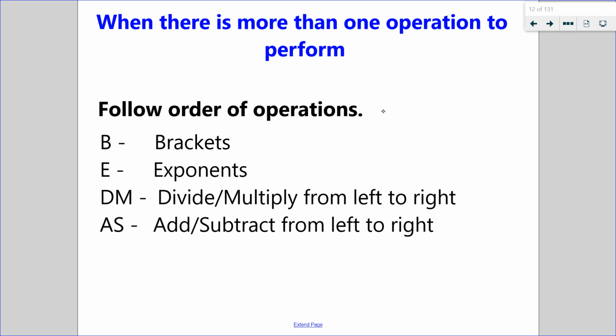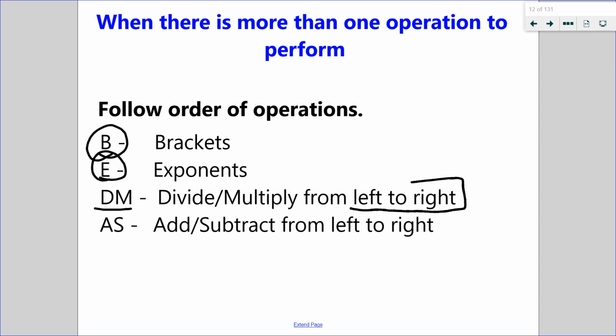So what happens if there's more than one operation? Well, anytime there's more than one operation, we need to refer to BEDMAS. We need to follow the order of operations. So notice how I wrote BEDMAS, maybe a little different than what you've seen. Here's why. B is the very first thing, I do brackets. So if there's something to be done inside the brackets, I do that first. E stands for exponent, so I do exponents second. And then divide and multiply in the order they appear from left to right.